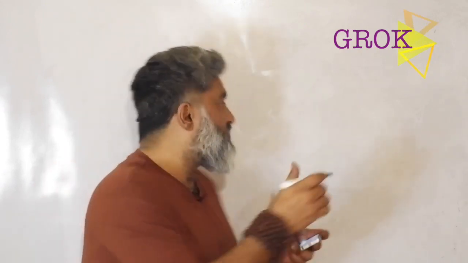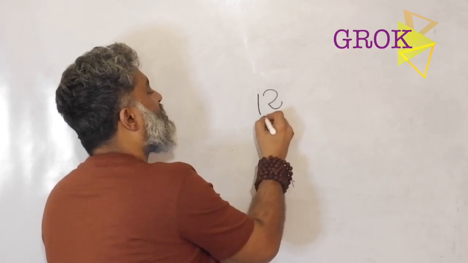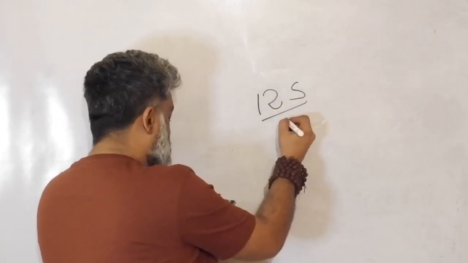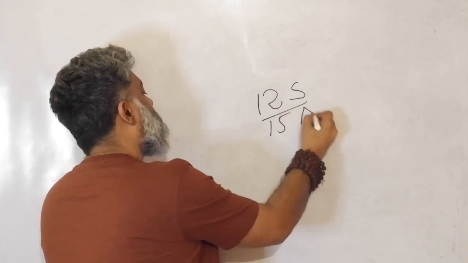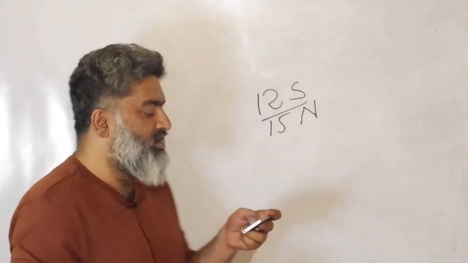Question number 5 should be very, very easy. If the average market price of the laptop is 54,000, find the average price of HP laptop. We already figured out the average price of HP laptops in terms of the symbols available. It was 12% of S divided by how much is the SP? 15 of N, sales by volume.